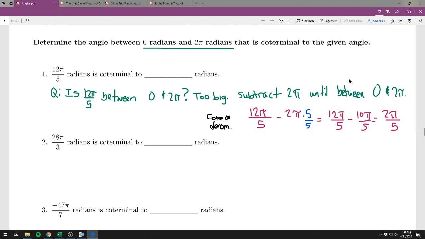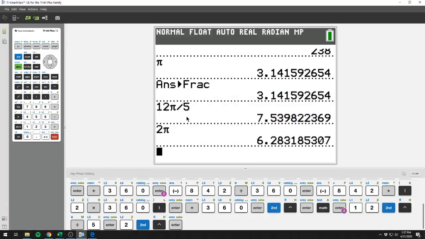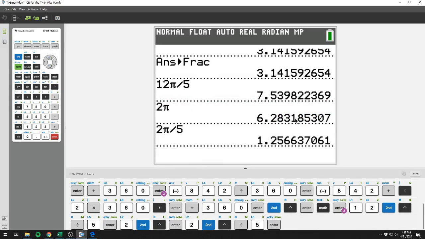And then you can ask the question, is this between 0 and 2 pi? And this definitely is. It's positive, and it's not bigger than 2 pi. So our answer here is 2 pi over 5. Once again, you can check it. 2 pi is 6.28-ish. 2 pi divided by 5, well, it should be about this number divided by 5, 1.25. So it works.